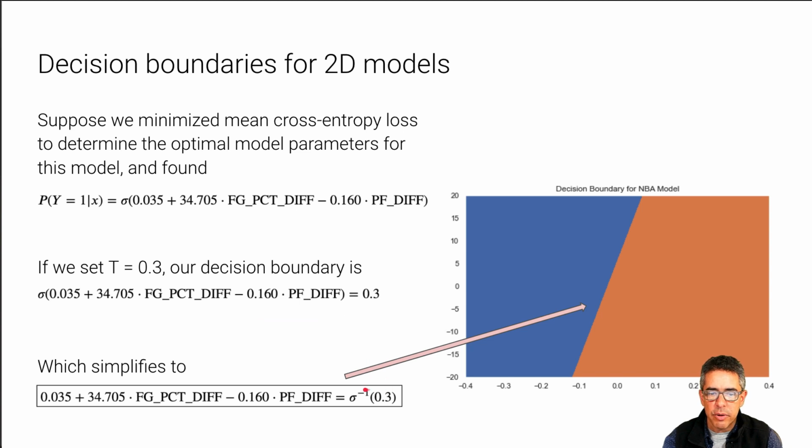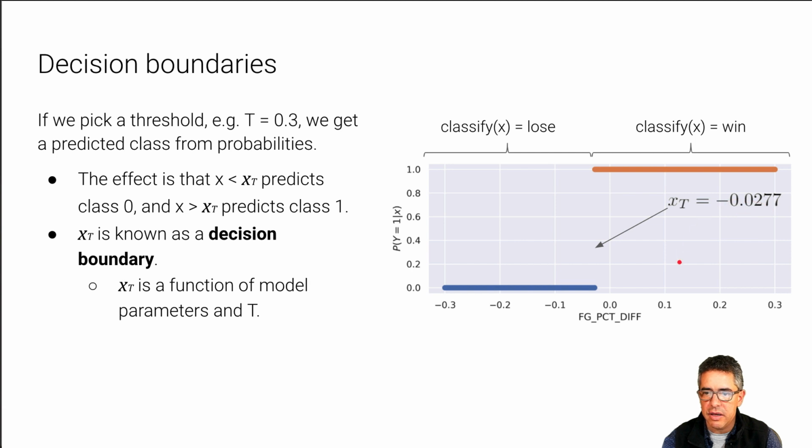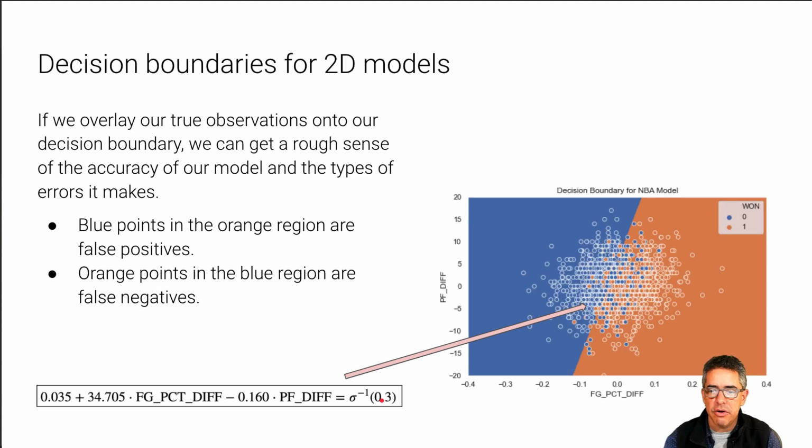So what we end up with is a function. In fact, this value is the value that we described already. This is roughly what inverse sigma of that is. It's a single number. And now, as an equation in terms of field goal percent difference and personal foul difference, this is a linear equation. These are just numbers, and think of these as x and y. This is number plus number times x plus number times y equals number. As an equation in x and y, it's just ax plus by equals c. It is just a linear equation.